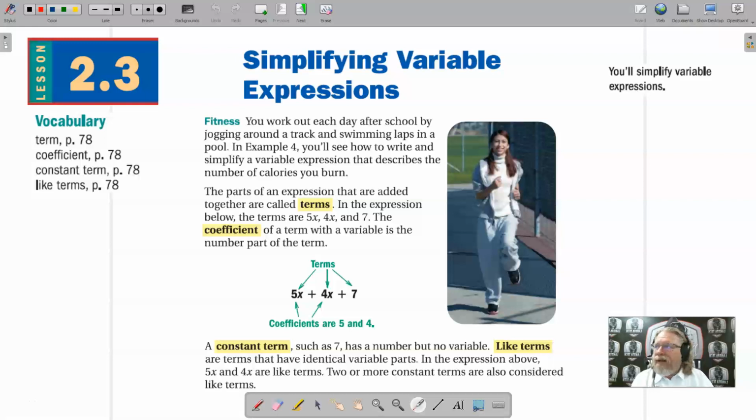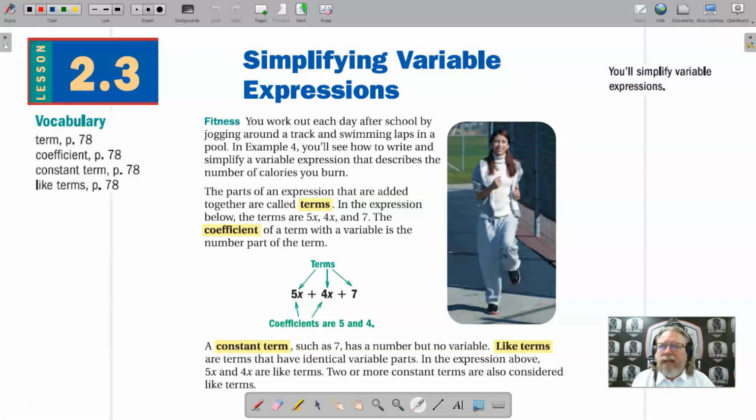Hello, this video is for textbook chapter 2, lesson 3, so it's lesson 2.3, and the title of this lesson is Simplifying Variable Expressions, where our objective is, just as the title of the lesson states, to simplify variable expressions. So we're going to be talking about expressions. We know what those are.